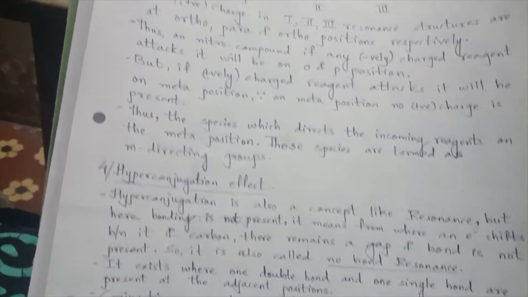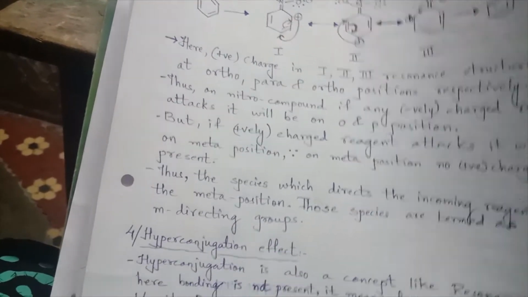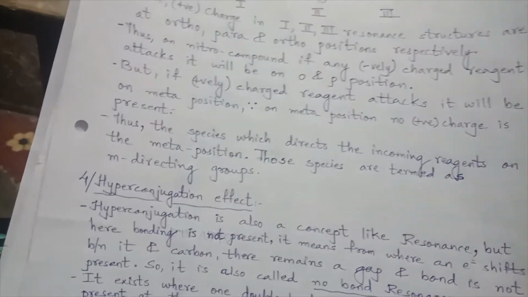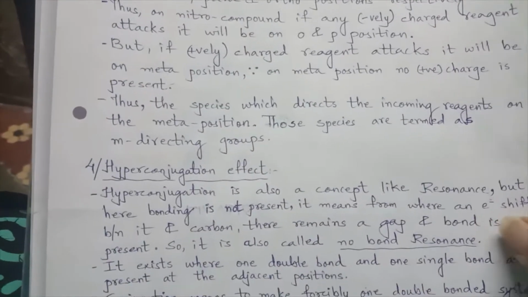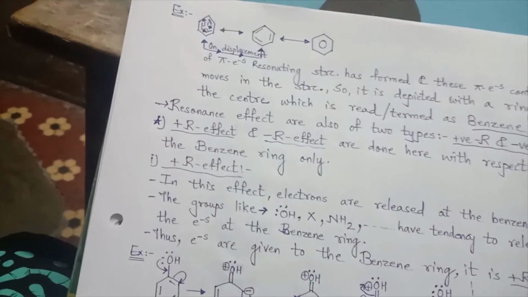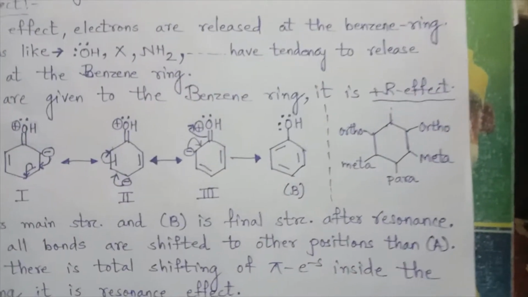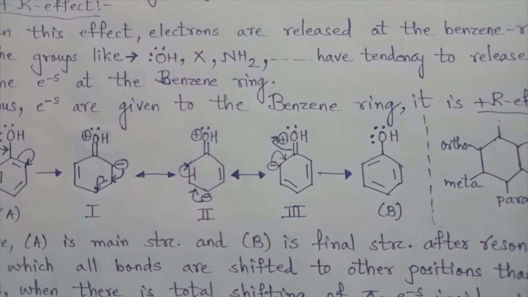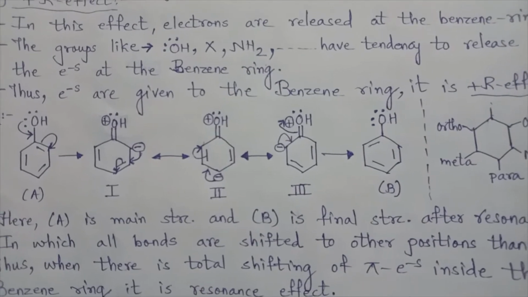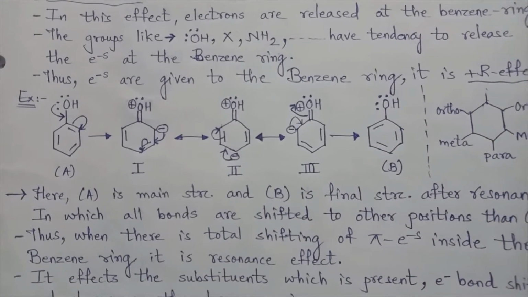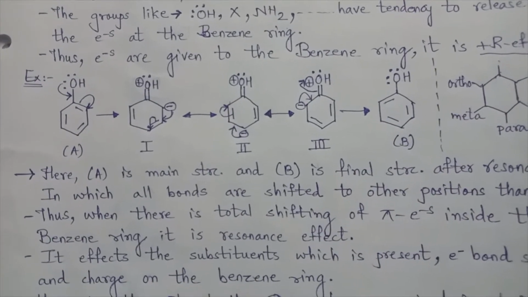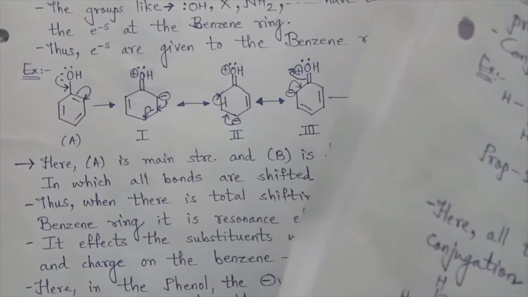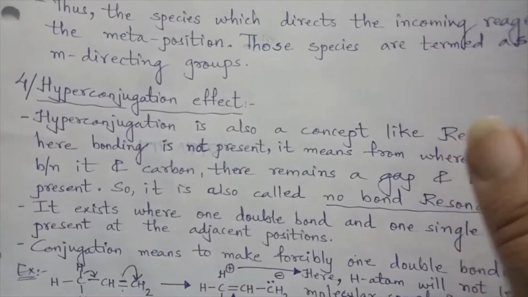So here nitro groups, then aldehyde group, carboxylic group, they are all meta directing groups. And in the last video what we have seen for positive effect, they are all alcohol, halogen, amine. They have tendency to release and they are directing the attacking substituents on ortho and para position. So they are ortho para directing groups. Clear?